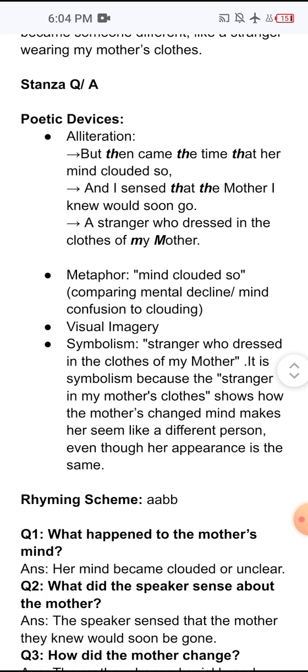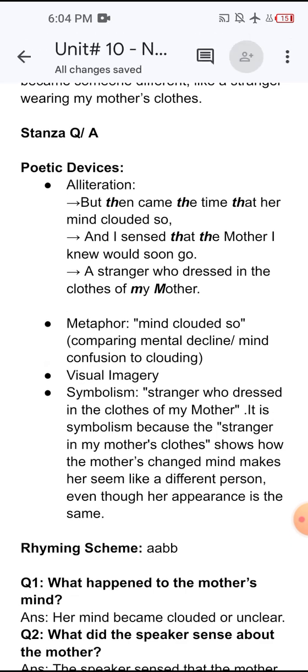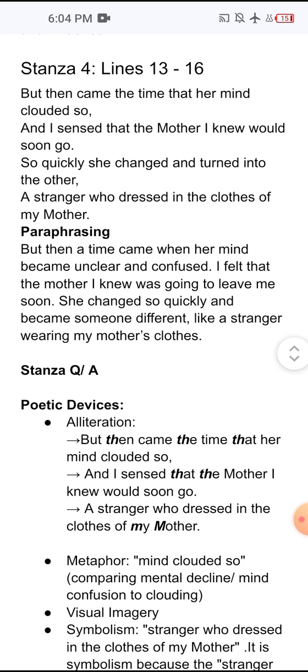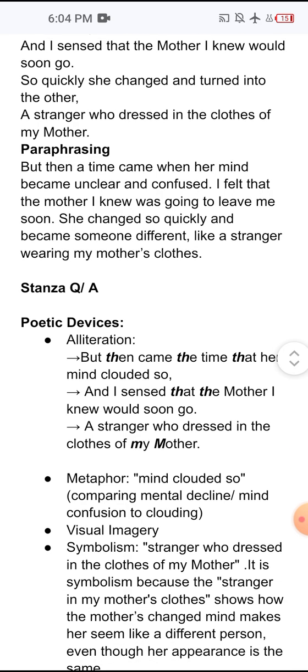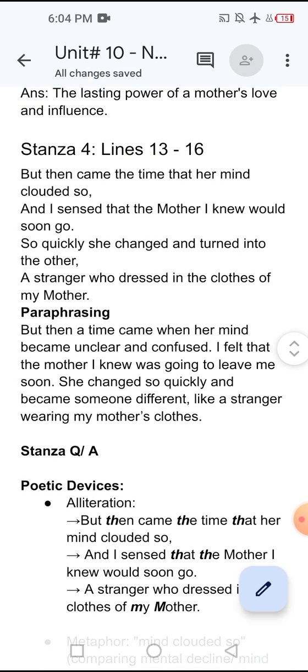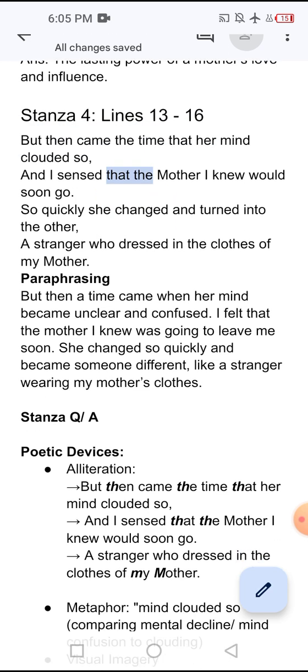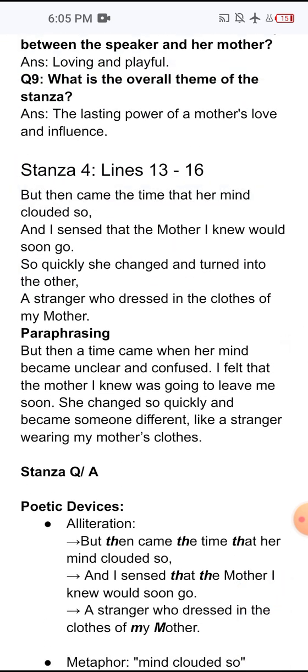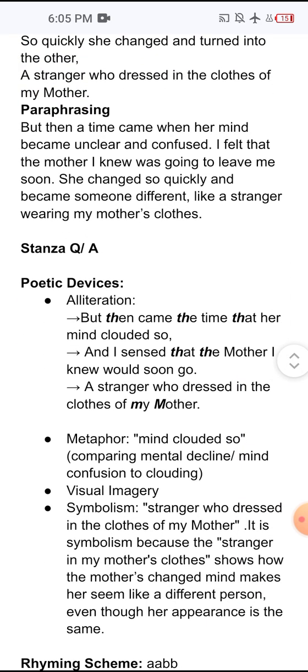Stanza question answers, poetic devices. Alliteration: "But then came the time that her mind clouded." So this is in line one. The sound "th" is repeated in the first line, and "I sensed that the mother I knew would soon go" again. In the second line again alliteration, and then in the last line, "my mother, a stranger who dressed in the clothes of my mother." So there are three examples of alliteration.